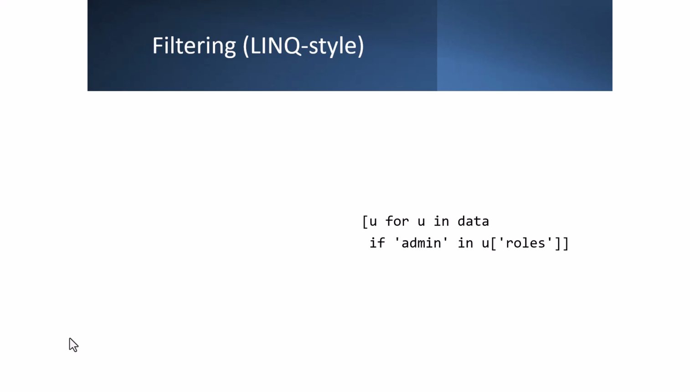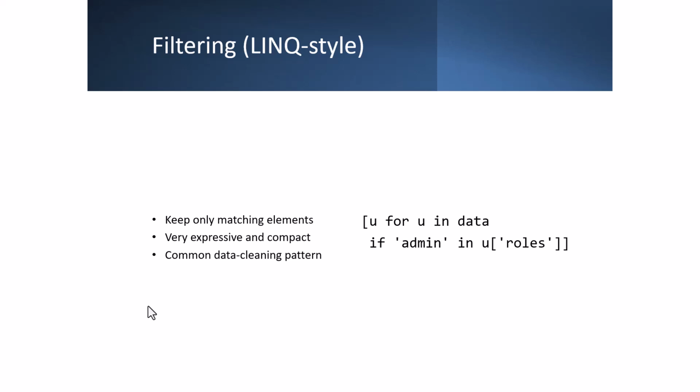Now, filtering data using a list comprehension. This is a list comprehension, if you recall from previous lectures. We can filter users based on conditions, such as users who have the admin role. So this is the condition where we are filtering users with the admin role. This is conceptually similar to a LINQ query with a where clause in C#, and this is a common data cleaning pattern.